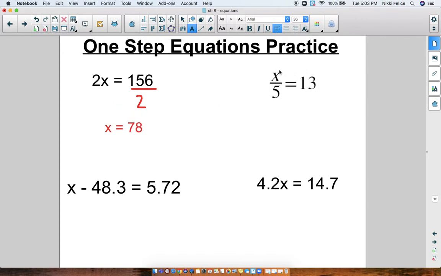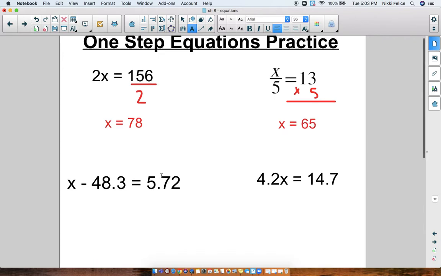This next equation right here, this is division. So the inverse of division is multiplication. So you should have multiplied, we should have multiplied 13 times 5. And if you did that correctly, you would get that the answer is x equals 65.